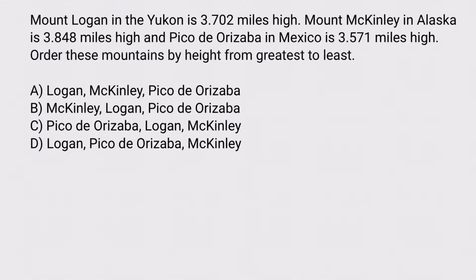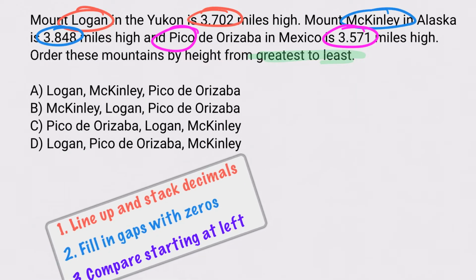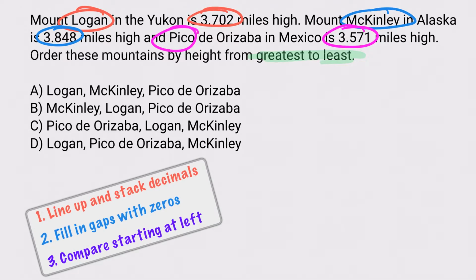So all we're talking about here is 3 different mountains, and we're just going to order them from greatest to least. We have Logan, that's 3 and 702 thousandths. McKinley, that's 3 and 848 thousandths. And Pico, that's 3 and 571 thousandths. Now, even though we have 3 numbers here, we're still going to use those same steps that we learned in the last video. So step 1 is line up and stack the decimals.